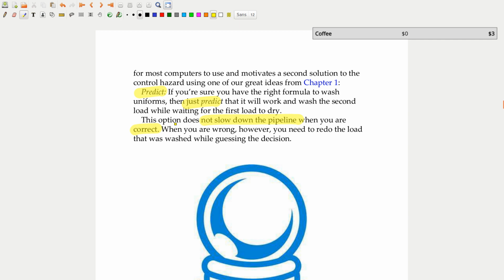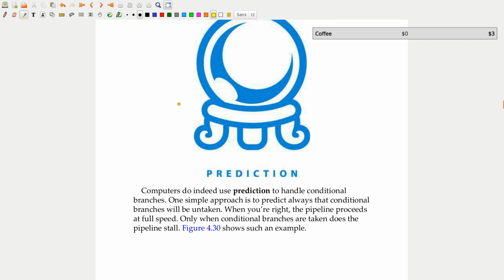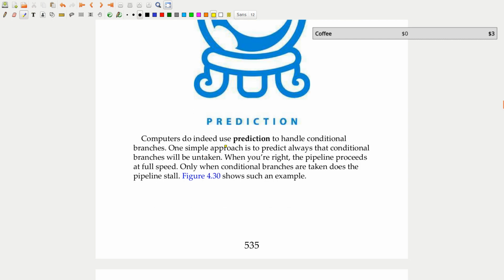But no, there isn't some set thing. I know there is some data on the percentage of branches that are normally taken versus untaken, but the key point is that branch predictors in computers don't make generalizations like that, they adapt to the program behavior, which is probably more of a longer answer than you wanted. So computers do indeed use prediction, and if you ever wanted to know why things like Spectre and Meltdown are possible, it's because of this exact thing, branch prediction.